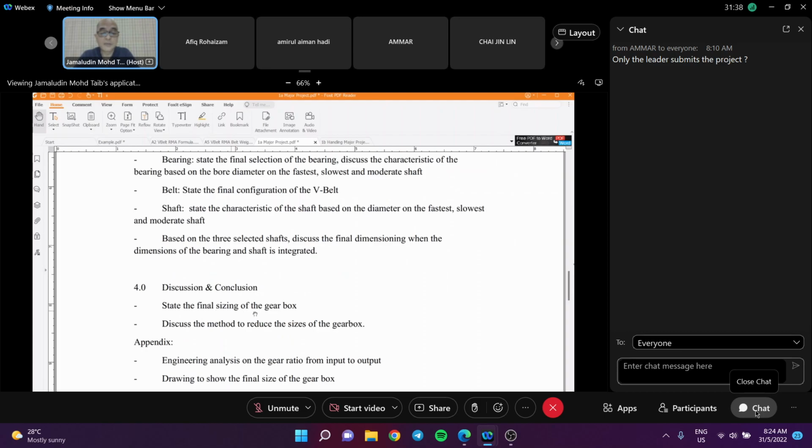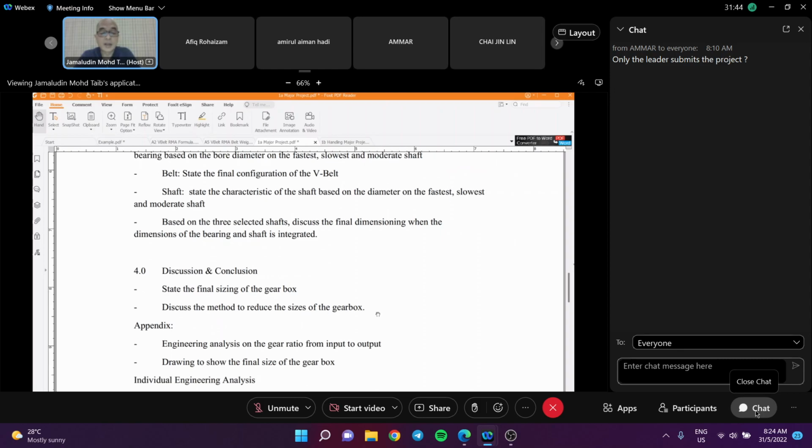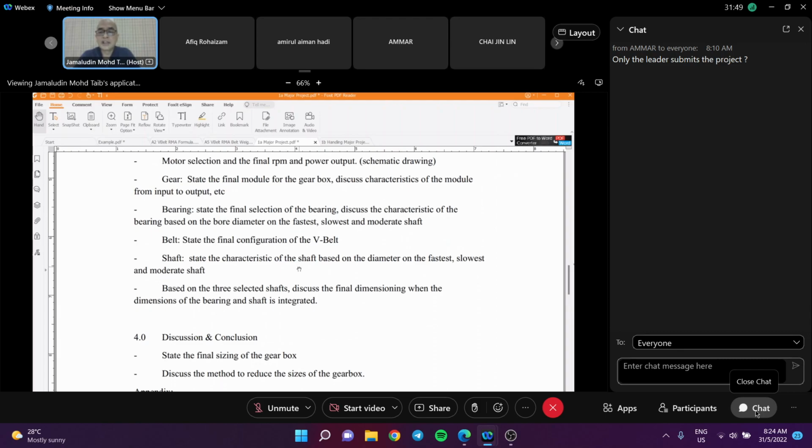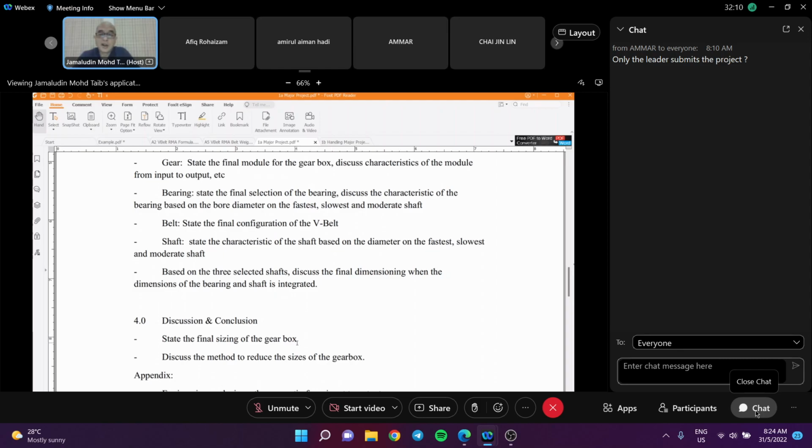All right. Discussion: state the final size of the gearbox and discuss the method to reduce the gearbox. One reason why you need to reduce the gearbox is that the design is very limited. For example, the gear is limited to only spur gear. That causes you a bit of a problem. Even the bearing is limited to 3 types. The belt is limited to V belt. There are so many limitations here that cause the gearbox to be very, very large. Sometimes very large.